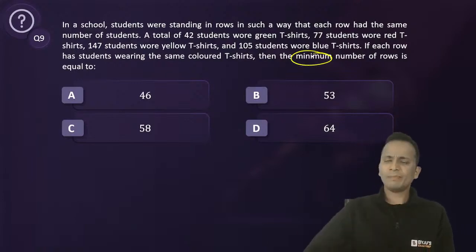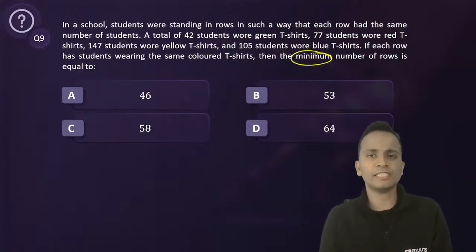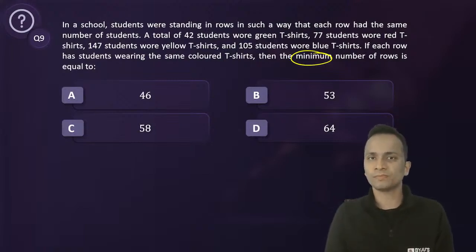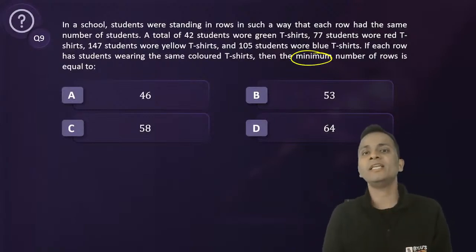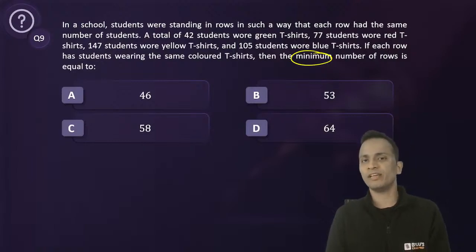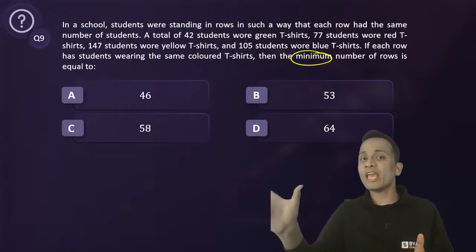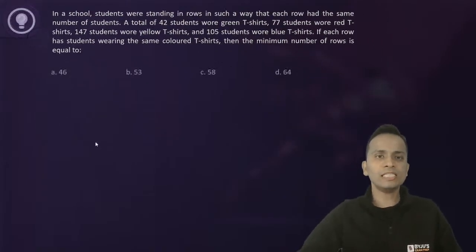Okay? अब ये बहुत simple concept है HCF का, application of HCF. If you have to minimize the number of rows, then you will have to minimize the number of students in every row. Sorry, you will have to maximize the number of students in every row. To minimize the number of rows, the number of students in every row should be maximized. Right? Now, what are these numbers?